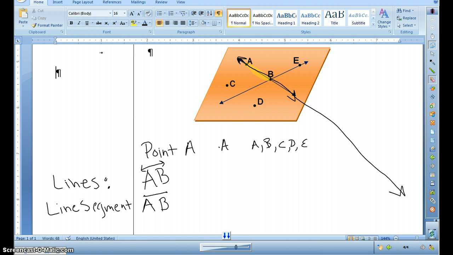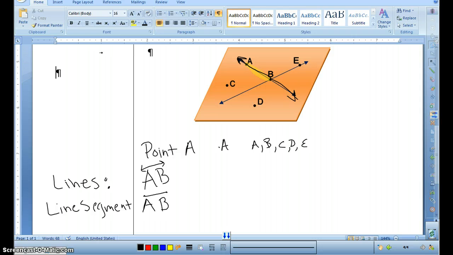But we're not going to include that in our picture because that would just be messy. But the line segment is just that little part, whereas the line continues on forever, even though we've used the same letters. You could also use BE as an example.